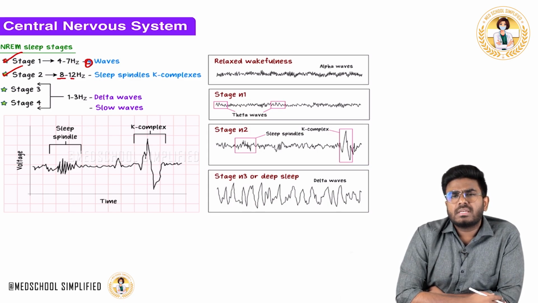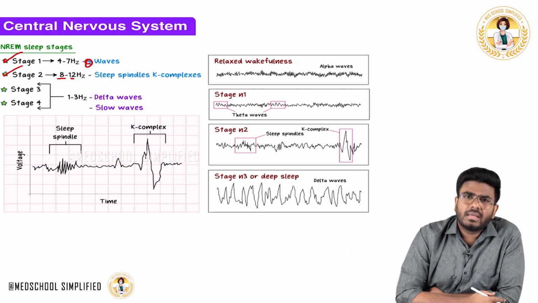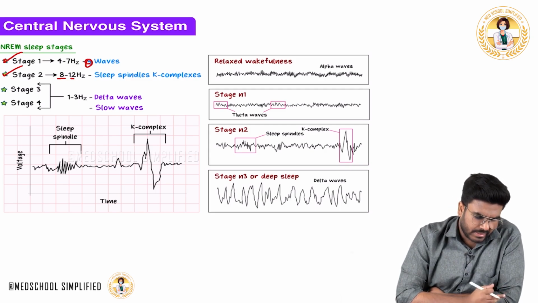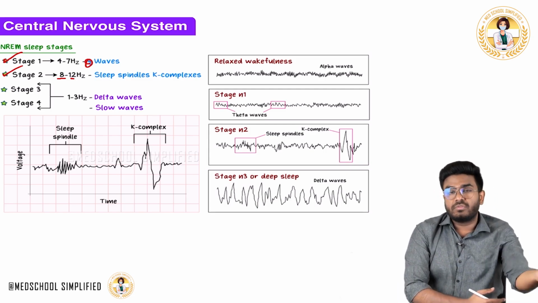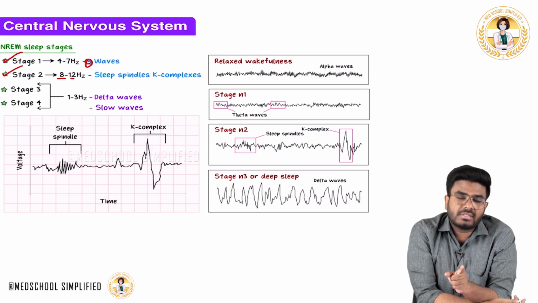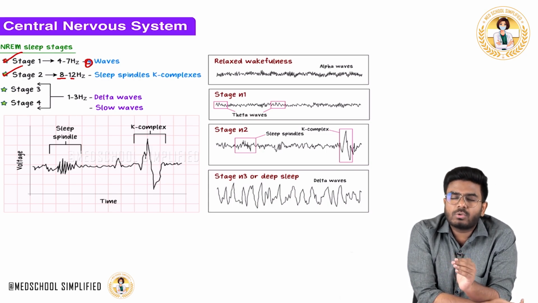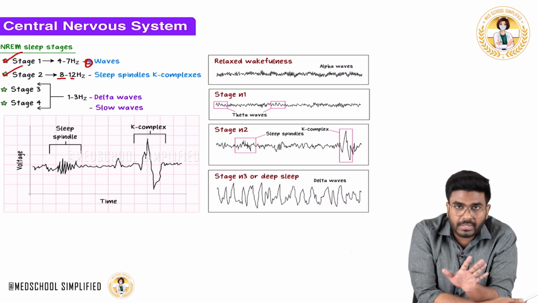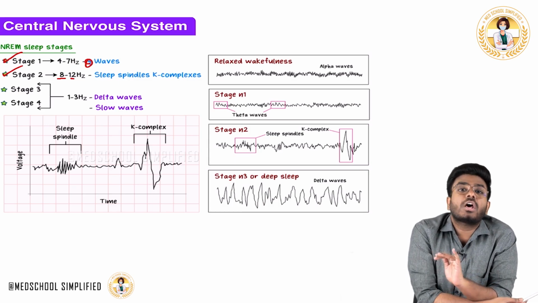Now you will get it. Sir, 8 to 12 hertz is the frequency of alpha waves, right? Yes, alpha wave frequency is also 8 to 12 hertz. But can I say alpha waves are coming here in NREM stage 2? No. Alpha waves are not coming in NREM stage 2. Why? Because alpha waves are awake waves. Alpha waves mean the person is not sleeping, just closing his eyes. So alpha waves are seen during wakefulness, not during sleep. So these waves also have a frequency of 8 to 12 hertz, but these are not alpha waves.